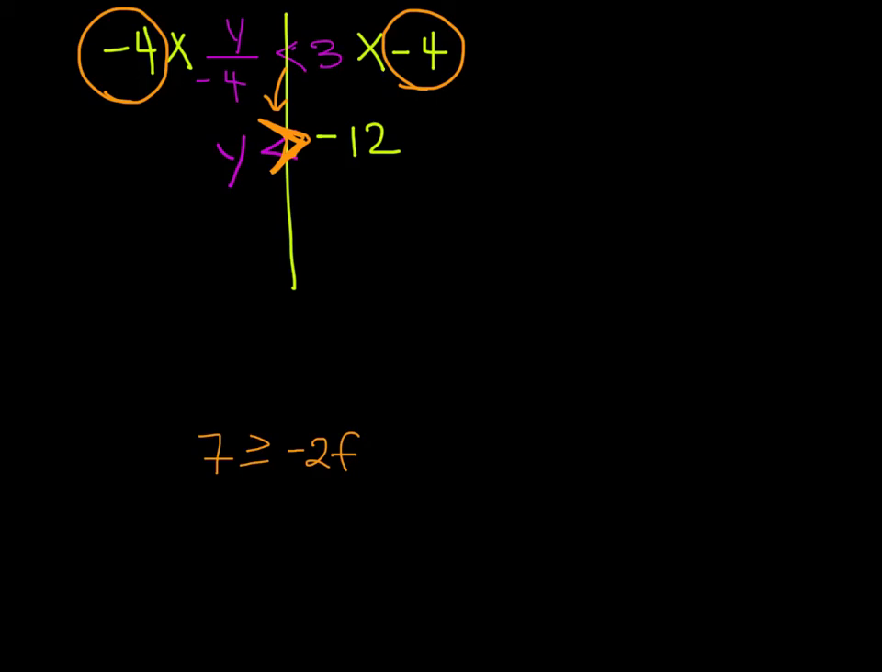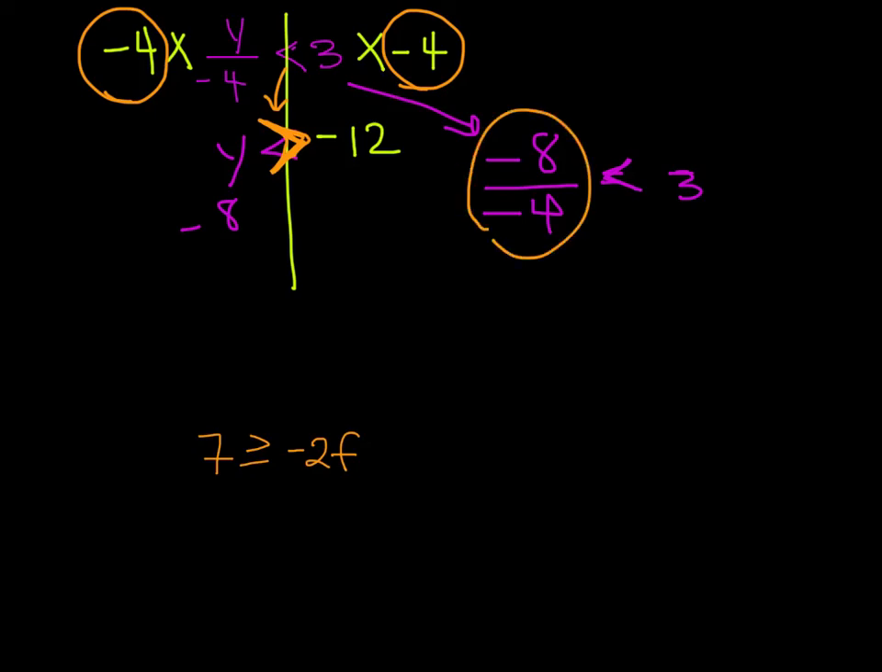We could try negative 8. So I put negative 8 in for y, and I'm rewriting that original inequality here with a negative 8. Is that less than positive 3? Negative 8 divided by negative 4. If we do that math, we get a positive 2. And is 2 less than 3? Yep, every time. So y is greater than negative 12 works.